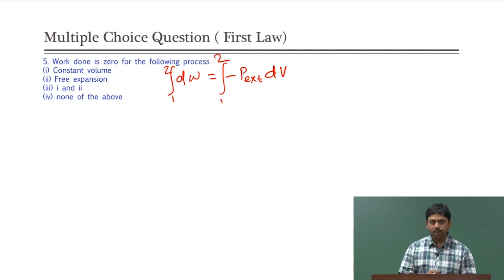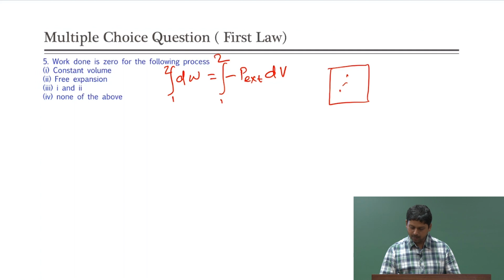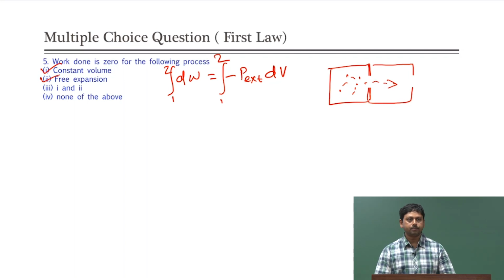Now, in case of free expansion, as we discussed before, external pressure is 0, because let us say the gases are in a particular chamber and there is a barrier here, and suddenly if we create a hole, then the particles will diffuse to the other side against no pressure. So, P external is 0 for a free expansion, and therefore, the work will also be 0. So, work done will be 0 for both the constant volume case and the free expansion case.